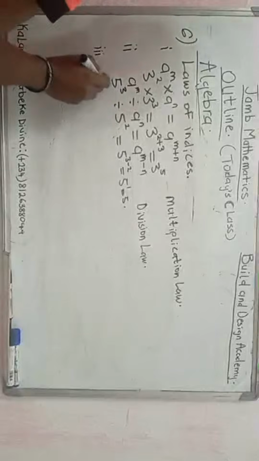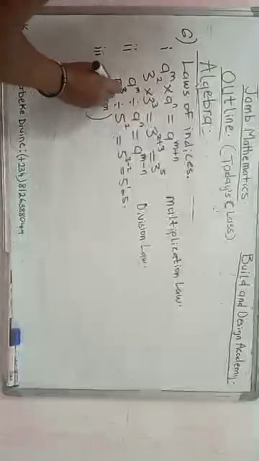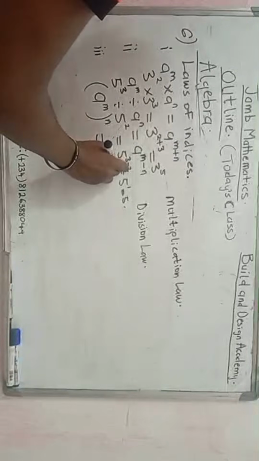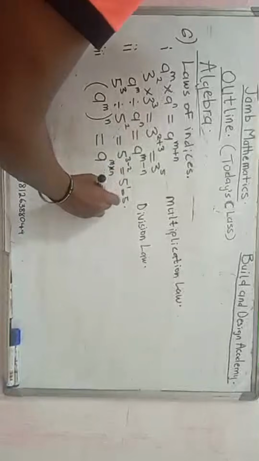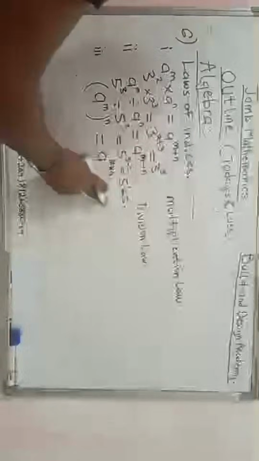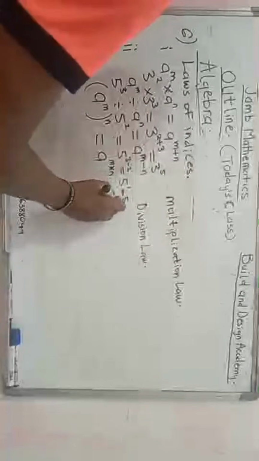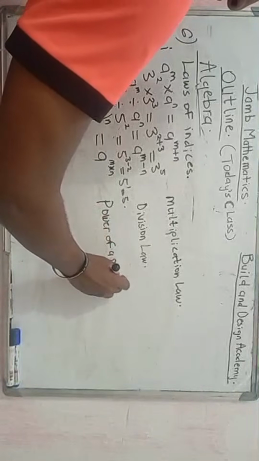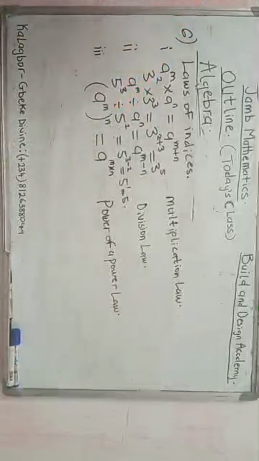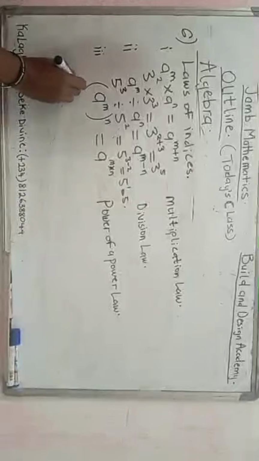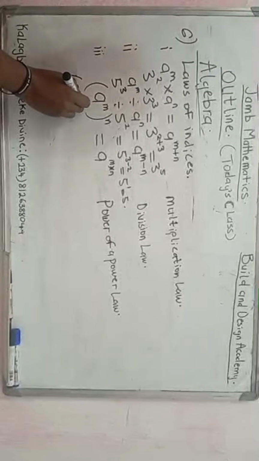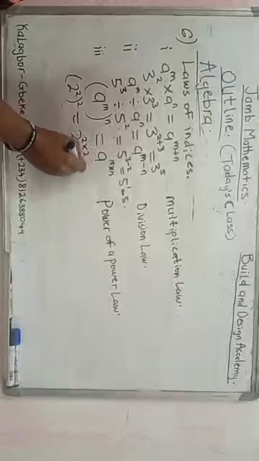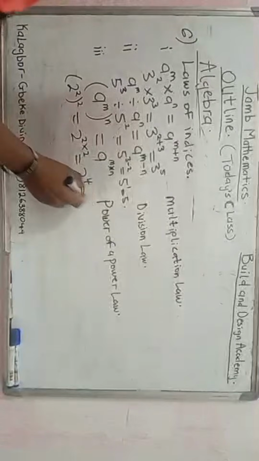Next up, let's look at the third law. The third law is the power of a power law. Let's say a raised to power m raised to another power n. Now, this law tells us that we multiply the powers, m times n, which will give us a raised to power m times n. So this is the power of a power law. Now, if you have, let's say, 2 raised to power 2 raised to another power 2, it will simply be 2 raised to power 2 times 2, which is 2 raised to power 4, and 2 raised to power 4 is 16.